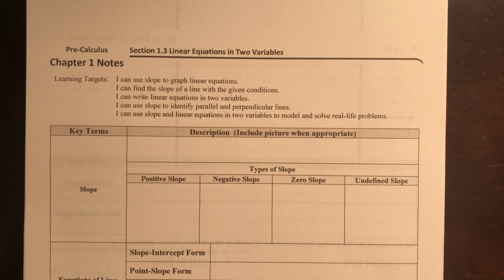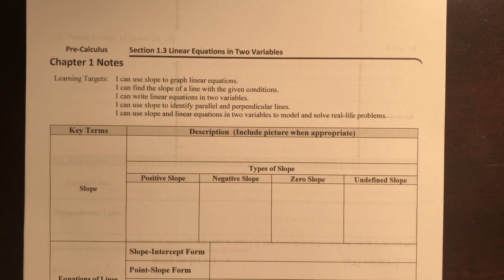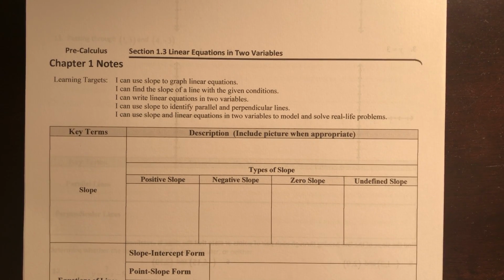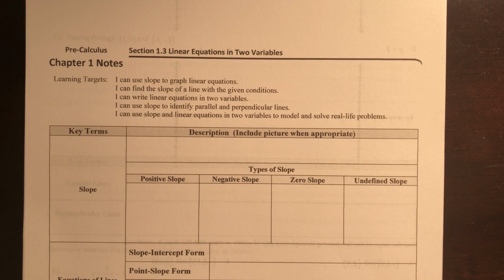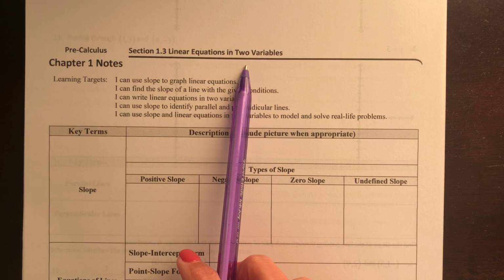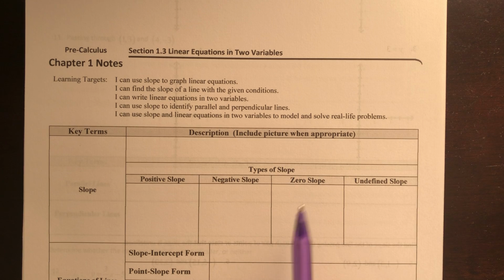Hello, math students. This lesson is over section 1.3, and we have a few learning targets to go over today. This section is called Linear Equations in Two Variables. Let's define our key terms here before we get started.